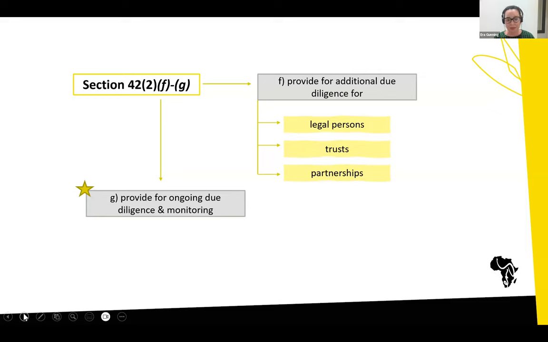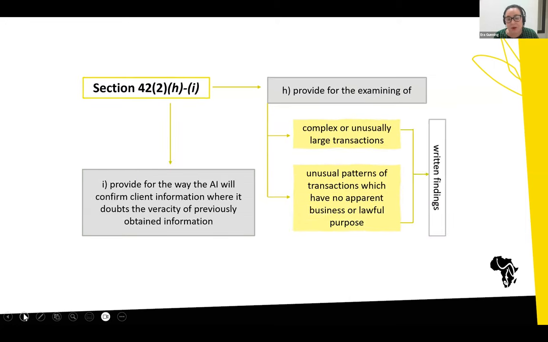When you're dealing with a legal person, a trust or partnership, that should be warning lights for money laundering, and FICA expects you to do more. You need to look at the nature of the business relationship, and you also need to look at the beneficial owner. Who's the warm body? Who's the human being who ultimately controls and pockets the money? You have to provide for what you are going to do if you doubt the veracity of information that has been provided to you during the customer due diligence process.